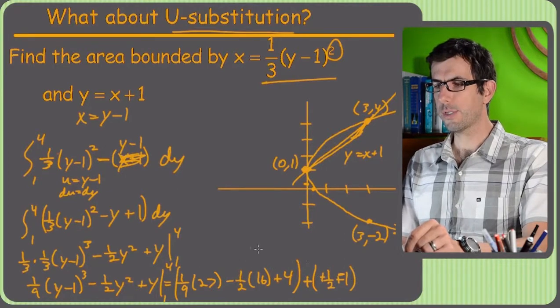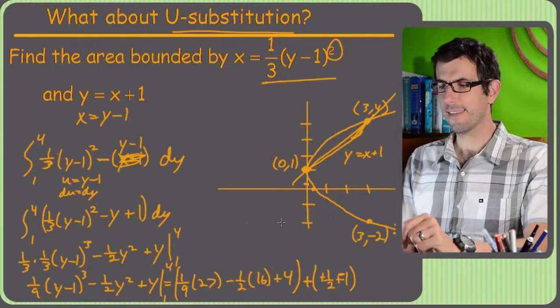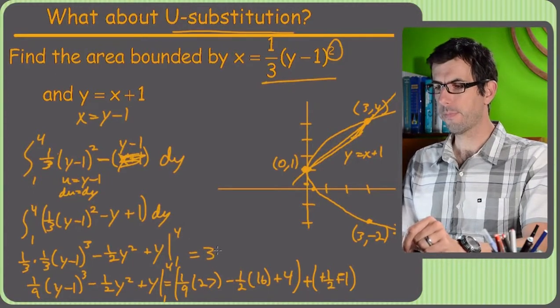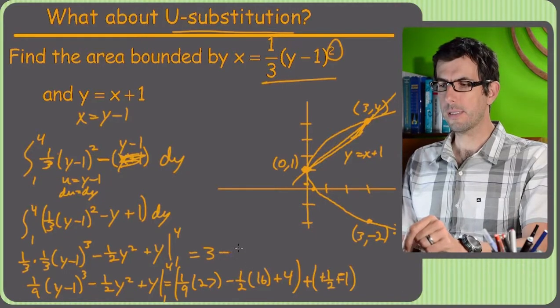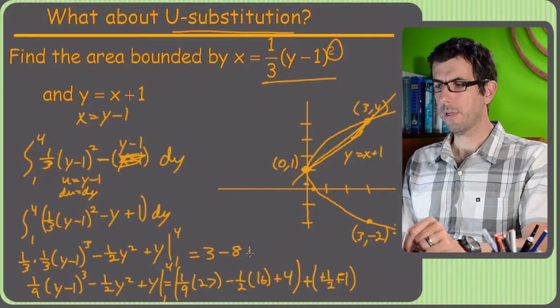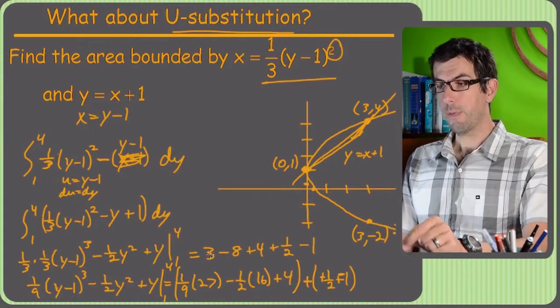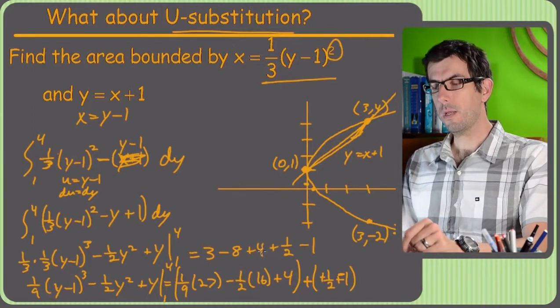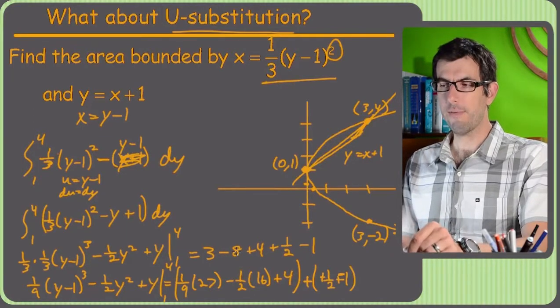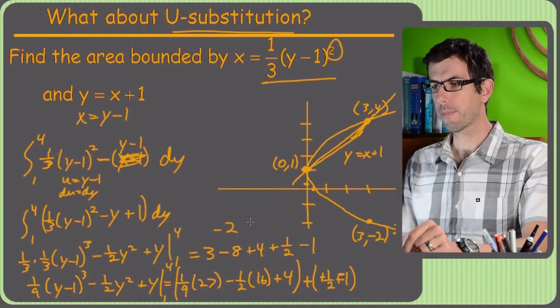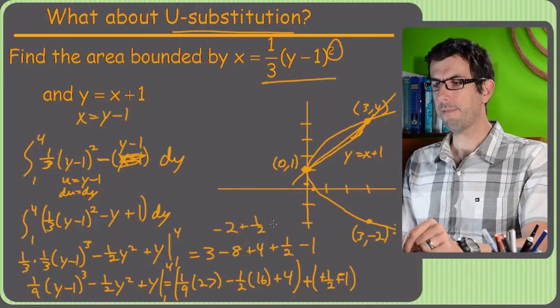Okay, so I need to actually start working up here. I ran out of space. I know that happens to you guys all the time. So 1/9 times 27 is 3. 1/2 times 16 is 8. Then I got plus 4, plus 1/2, and minus 1. All right, so if I combine all this stuff, I got 3 minus 8 is negative 5. Negative 5 plus 4 is 1. That's not right. 3 minus 8 is negative 5. Negative 5 plus 4 is negative 1. Minus 1 is negative 2, plus 1/2 equals negative 3/2.